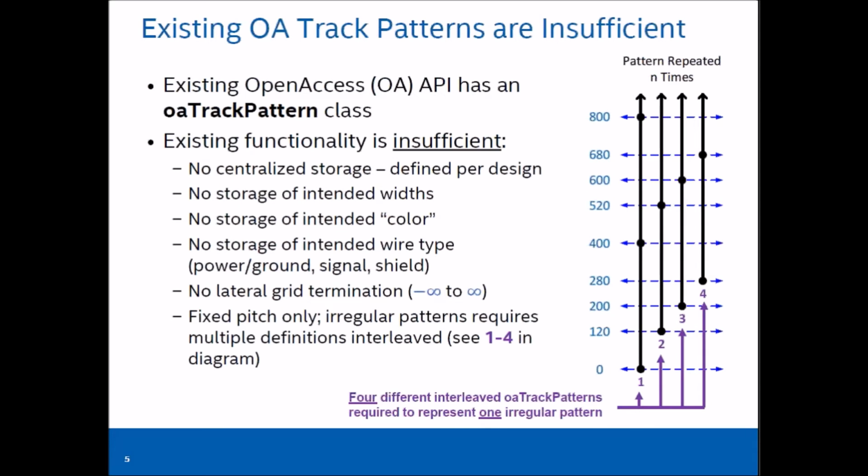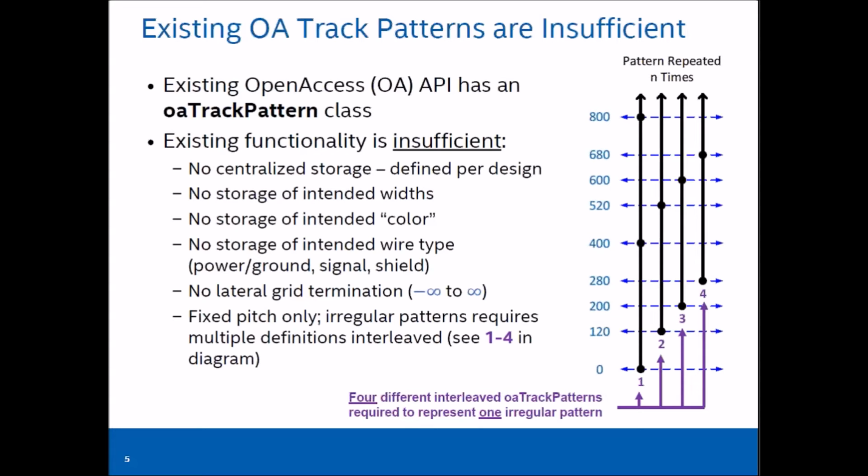There is presently a way to represent track patterns in OpenAccess. It's the OA track pattern class. That class, however, is deficient in many ways for the advanced track pattern modeling needs that I mentioned before. What you see in the diagram on the right is essentially what is understood by this track pattern class. I think you'll notice the first thing is you don't see any wires there because there's no intended width built into that. So that's one thing.